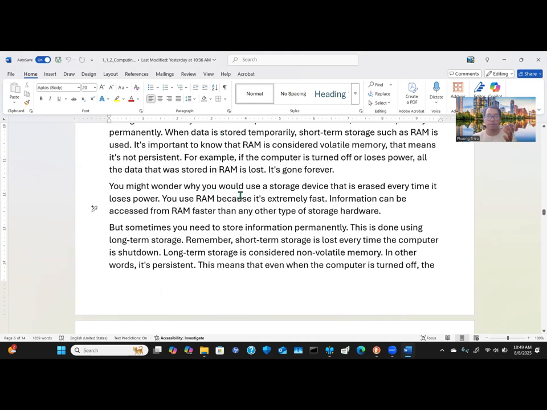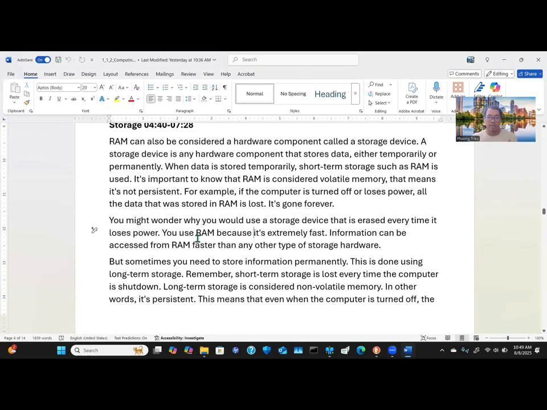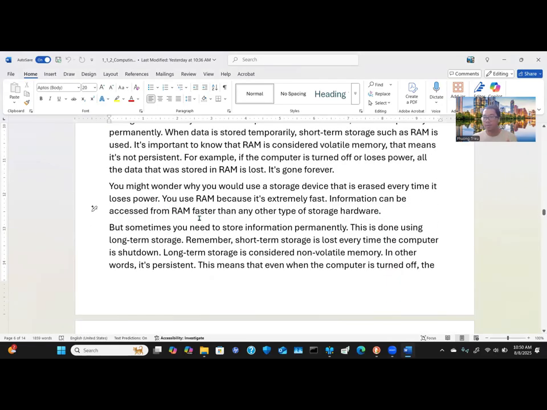You might wonder why you would use a storage device that is erased every time it loses power. You use RAM because it's extremely fast. Information can be accessed from RAM faster than any other type of storage hardware. I didn't mention this, but I think it's important to remember too. It's how we process and transfer data quicker than other hardware devices, right? That's why we need RAM.